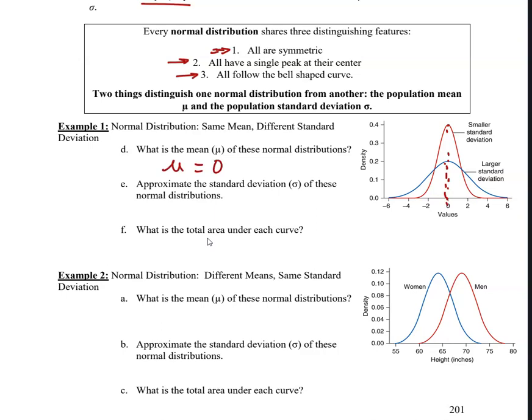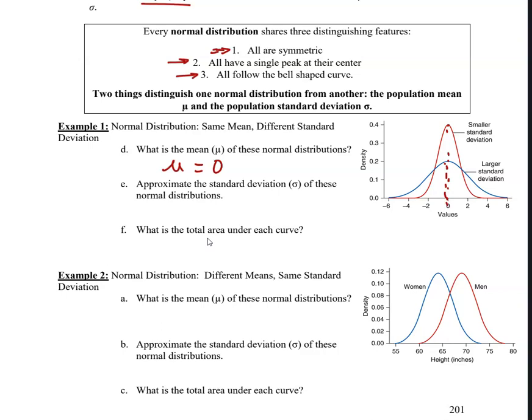And then it says approximate the standard deviation for each one. So it looks to me like the standard deviations are different. Notice that the one in red is much narrower, much more clustered around the center. The one in blue has a larger spread, more spread out, just like we talked about earlier in the course. Horizontal spread is what the standard deviation tells you.